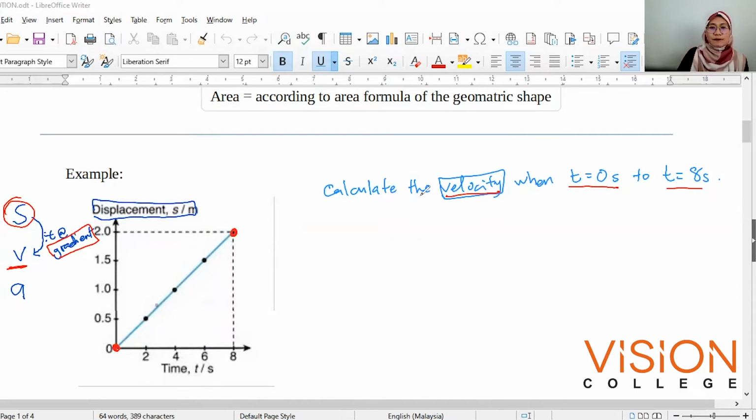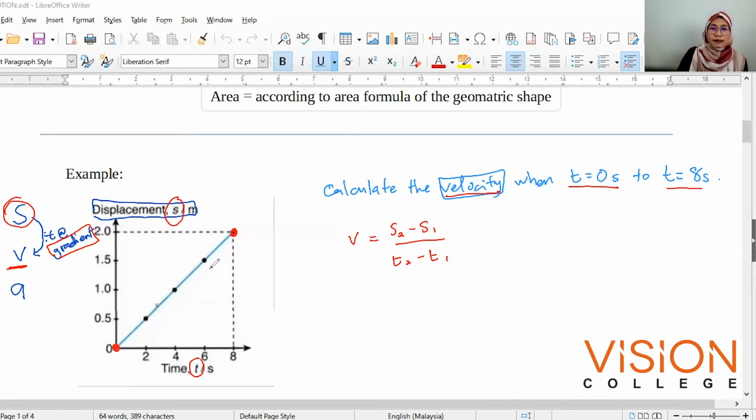Since it is velocity, the formula will be finding the gradient of the graph, s2 minus s1 over t2 minus t1. Just now I mentioned that when we want to find the gradient, we have the formula y2 minus y1 over x2 minus x1. Why do I suddenly do it like this? Because our y-axis now is displacement and our x-axis is time. Hence, I change it here.